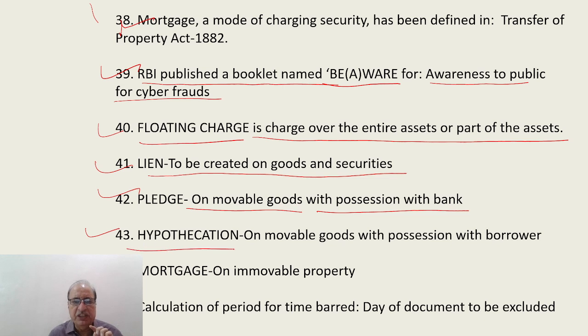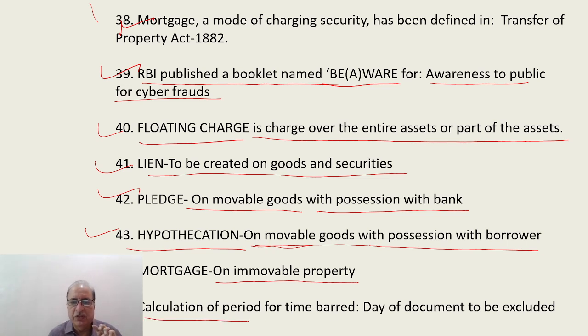And 43, hypothecation, on movable goods with possession with the borrower. In hypothecation, the possession and the ownership remain with the borrower. That is only on movable goods. Then mortgage is on immovable property.